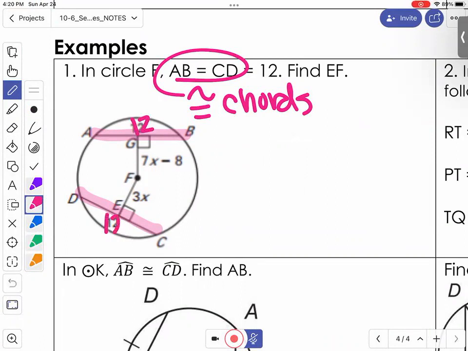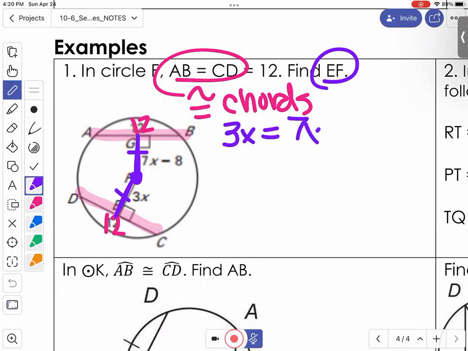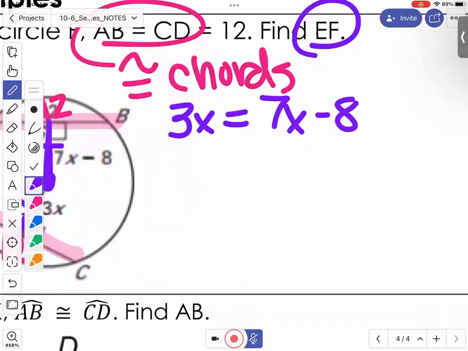I'm just going to make it a little bit bigger. We need to find the length of segment EF. So that is from center to chord. Well, again, my chords are the same, so then center to each chord has to be the same. So that 3x would have to equal 7x minus 8. And I need to solve this out. So let's solve this equation.